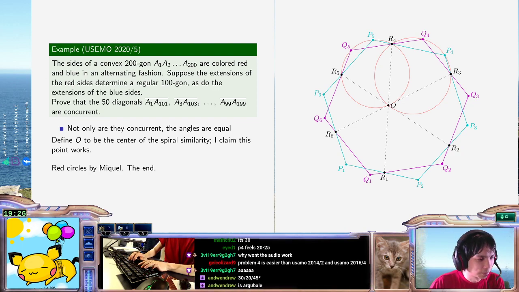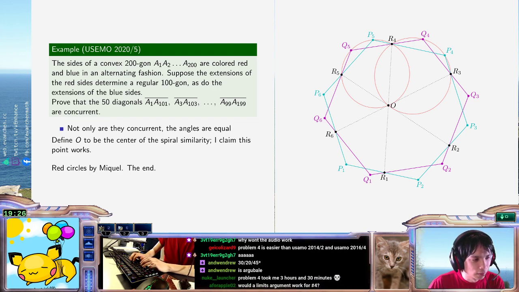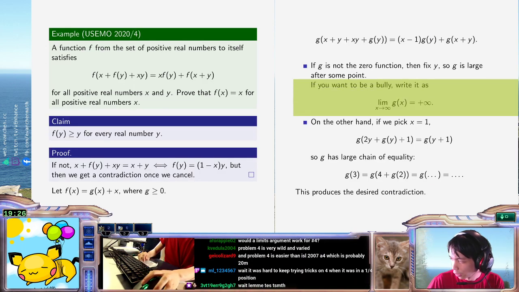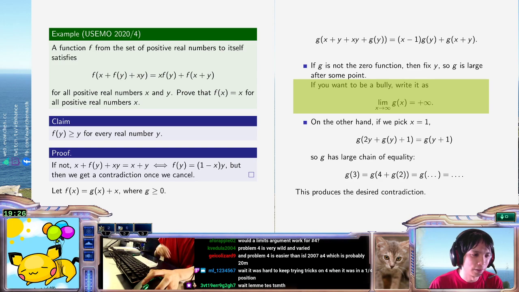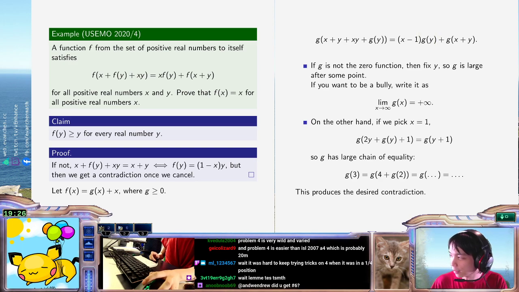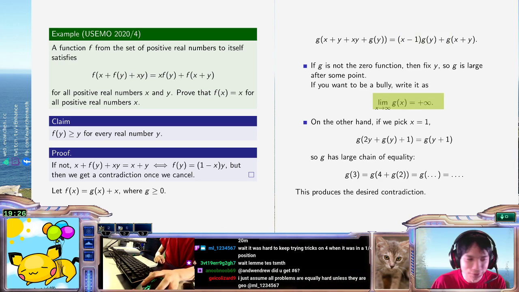Would a limits argument work for 4? I mean, you can call it a limit if you want to. It's not really a limit, but what it's saying is you should just pick any y for which this isn't 0, and this tells you that g will grow. Like, g just grows. You can phrase it as limit is infinity if you want to, but you don't have to.